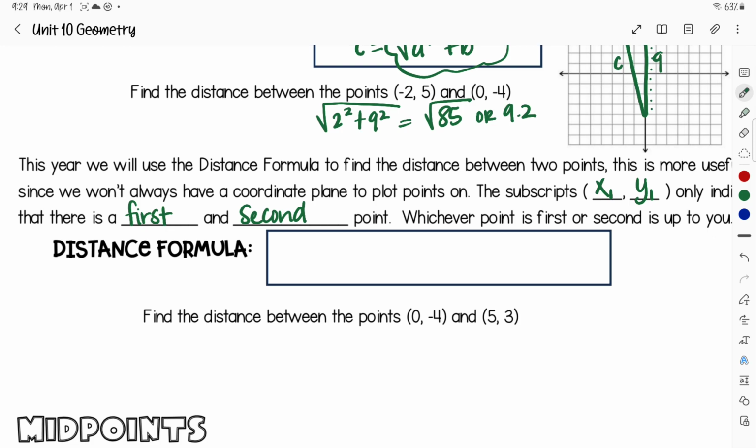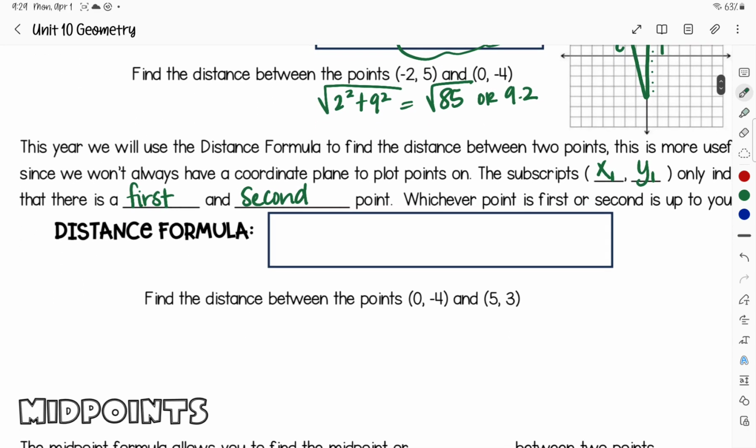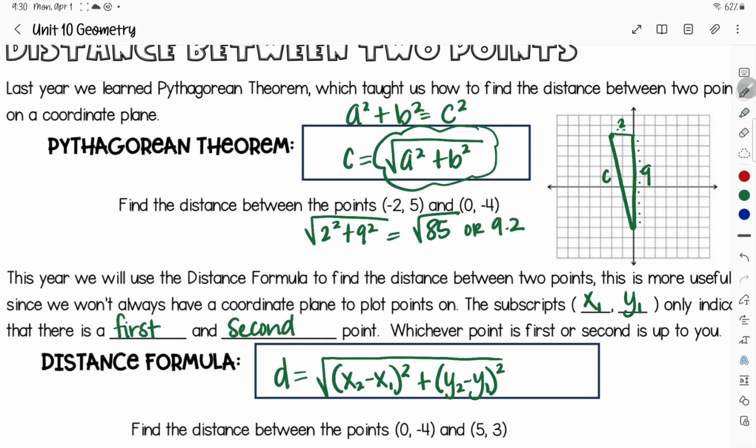Okay, so the distance formula looks a lot like what we just wrote up here. So the distance is equal to the square root of x2 minus x1 squared plus y2 minus y1 squared. Okay, and they get this distance formula from exactly what we just did up here in the Pythagorean theorem. It's just that they're using the points instead of counting the boxes.